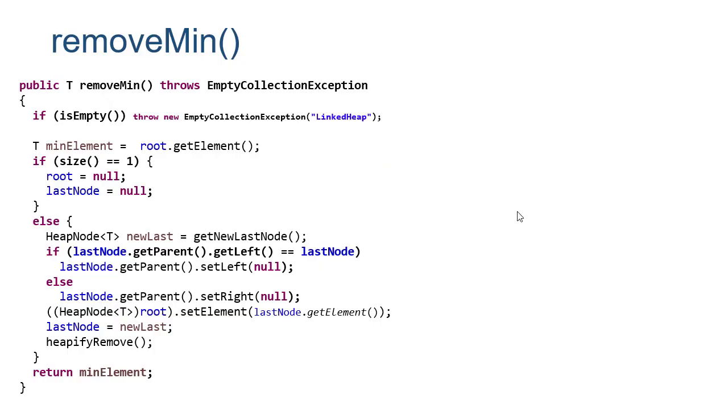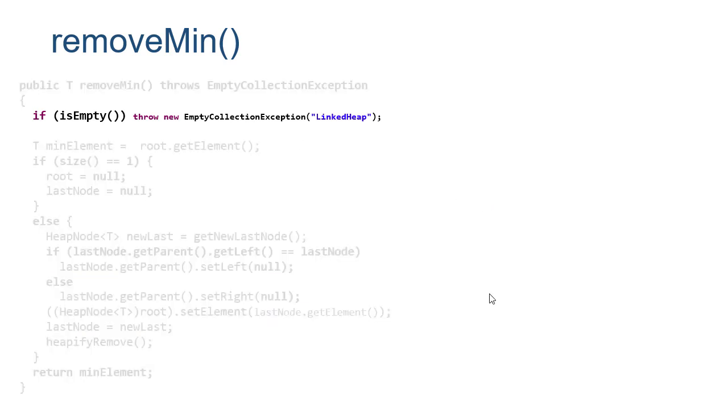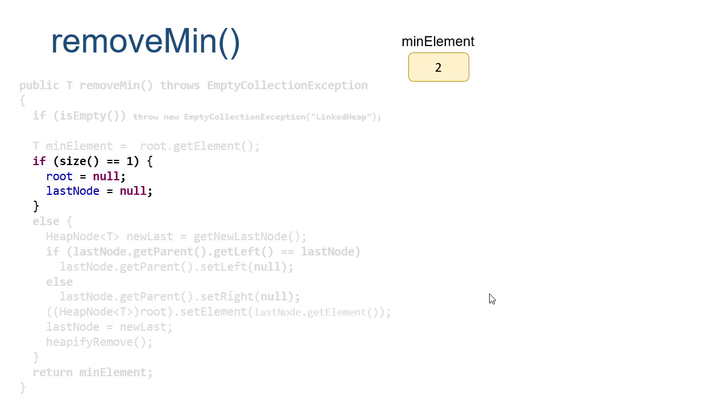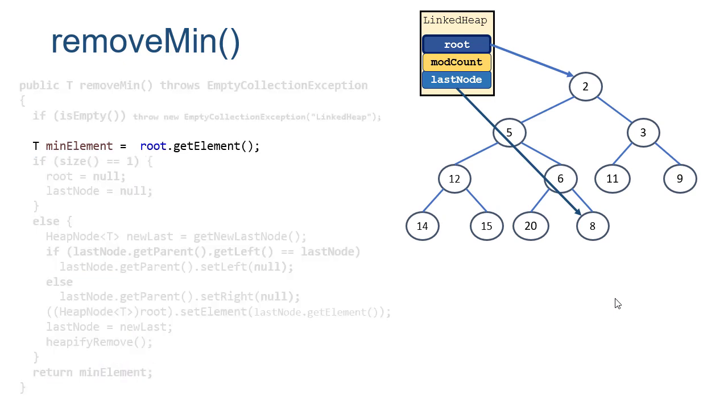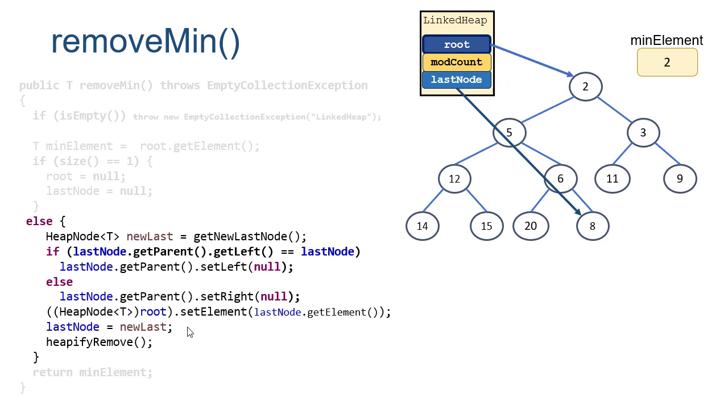So here's our removeMin method, and the simplest case is if the heap is empty, it's very easy. We throw an empty collection exception. If the heap has one element, we'll pull the element out of the root, and then we will set everything to null inside the heap because there are no more elements that exist inside the heap, and we'll return the element. Now, the more interesting case is what if there are more elements in the heap? In this case, we're still going to pull out the min element because we're going to need to return that. And then, since the size is not 1, we're going to go into this else case.